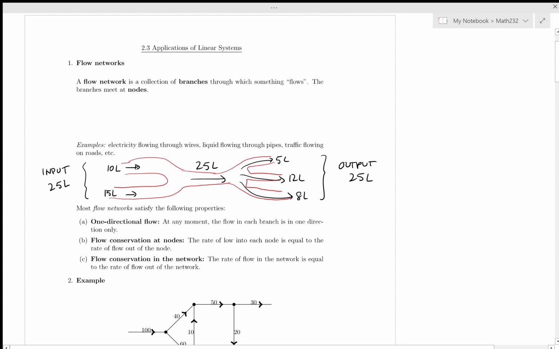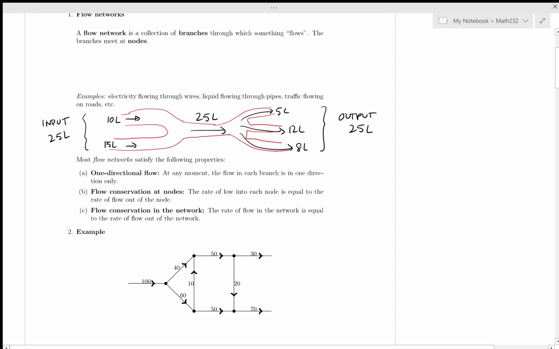So that's our flow network, and those are the properties that would be common sense. We have one directional flow. You don't have water flowing two different ways in a pipe, typically. I mean, this could potentially sound a little bit silly, but actually sometimes, for example in a river, imagine we have a river like this, you can have the river flowing in this direction, and you could, for example, have a small back eddy close to the shore. We're not having that situation. We are having the situation that in each branch the flow is in one direction. So it's not a completely silly statement, but that is a typical, simple type of flow.